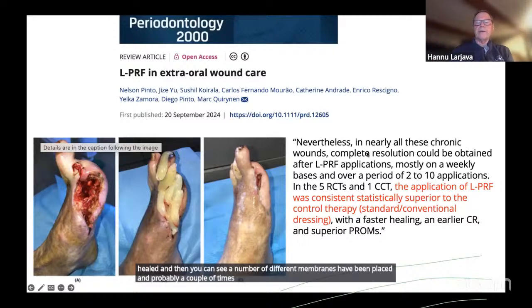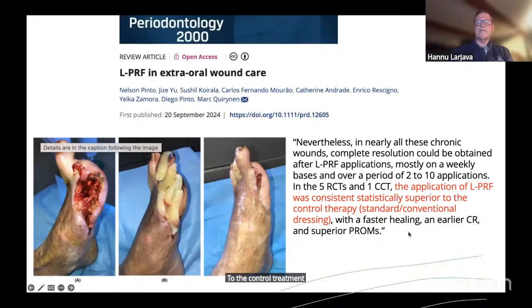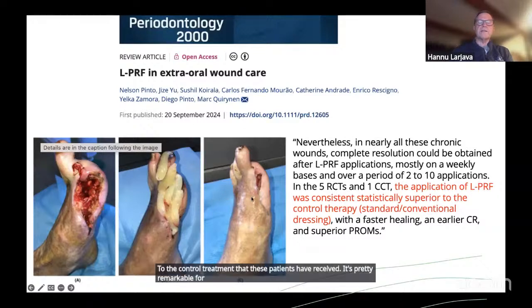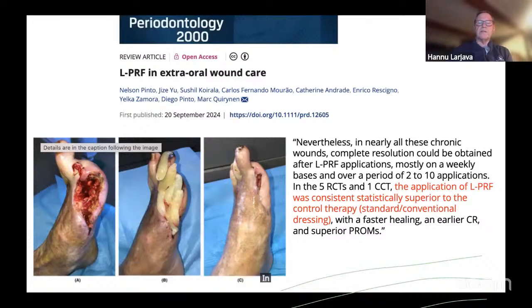And then based on this review, the application seemed to be statistically superior to the control treatment that these patients have received. So it's pretty remarkable for patients having this kind of a healing result. So there is some evidence from extraoral that these membranes are promoting wound healing, and that's consistent with what we also see in our cell culture experiments. The problem is how everything is standardized and applied.